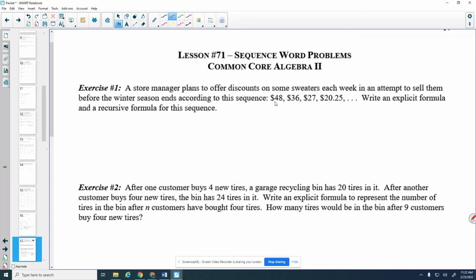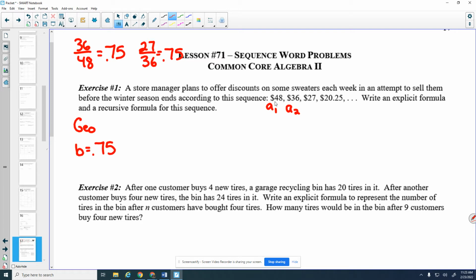If I try dividing, a sub 2, the second thing, divided by a sub 1, the first thing, so we'll write that up here, 36 divided by 48, that would give me 0.75. If I move down the line and did a sub 3 divided by a sub 2, I would also get 0.75. And that would continue on. It would work the same for 20.25 divided by 27. So that tells me that we have a geometric sequence. We know that our multiplier, or b value, is 0.75.